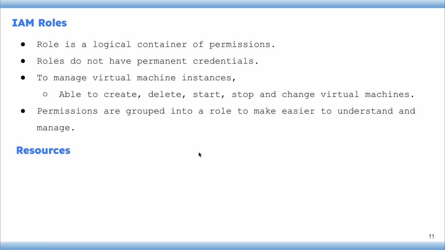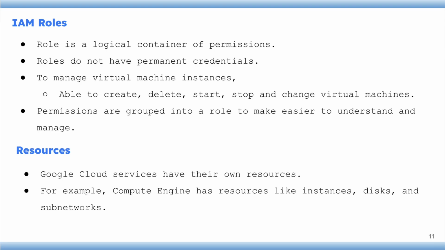And now we will be discussing what are resources inside Google Cloud Platform. Most Google Cloud services have their own resources. For example, if you take Compute Engine, we have resources like instances, disks, and subnetworks. In IAM, you grant roles on a resource level as well. Granting a principal a role on a resource means that the principal can use the permissions in that role to access the resource.